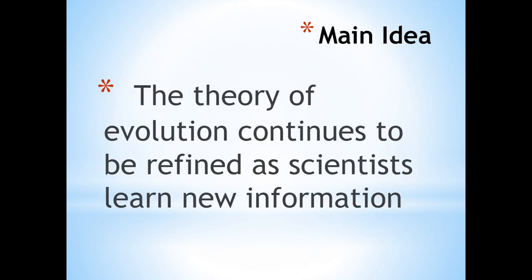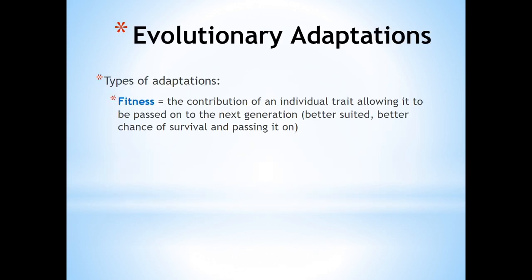The main idea: the theory of evolution continues to be refined as scientists learn new information. So the theory of evolution is not a, hey, this is what it's going to be from now until the day we die forever. No, it actually changes. And if we found something new that was basically completely different than what we know now, they would have to change it, because that's the principle of science: you change it as new information comes to light. So that's the cool thing about science. It's always changing, always something new to discover when we find it. And I always like sharing those things with you guys.